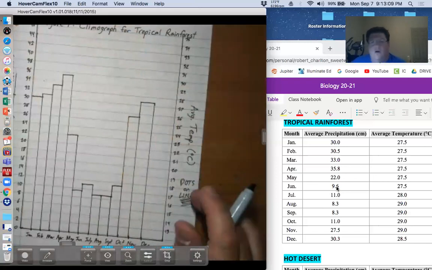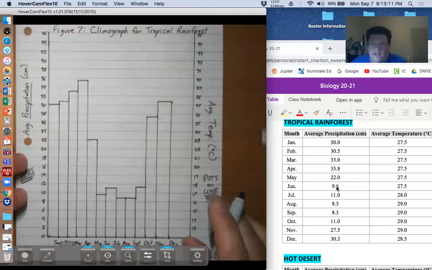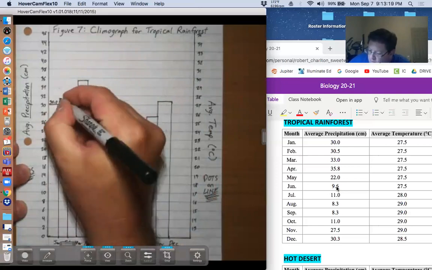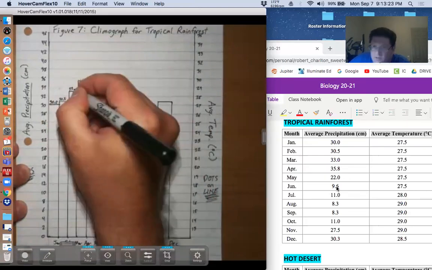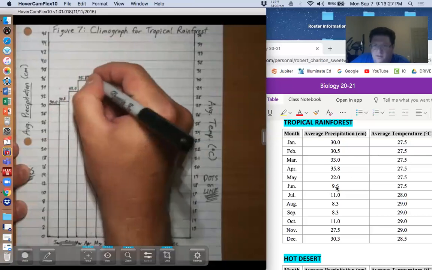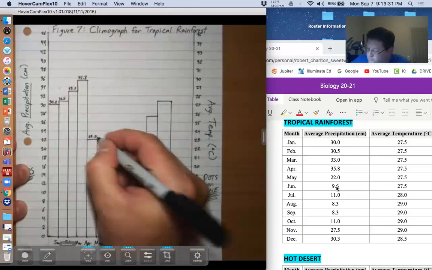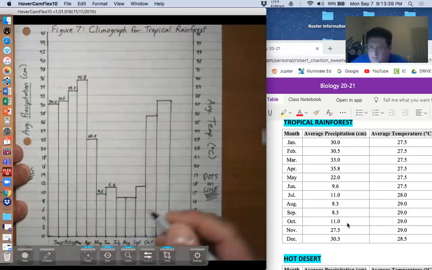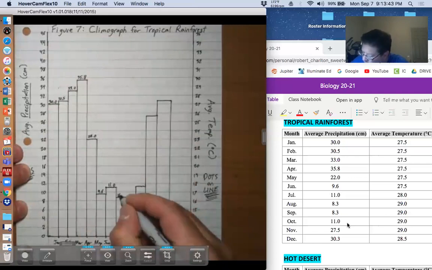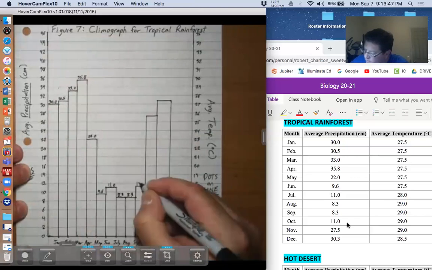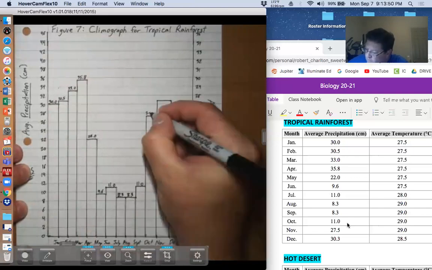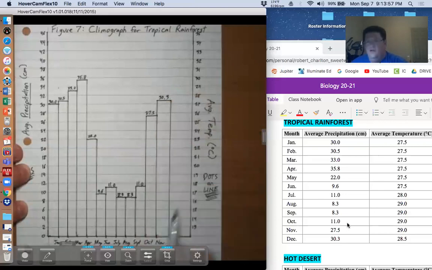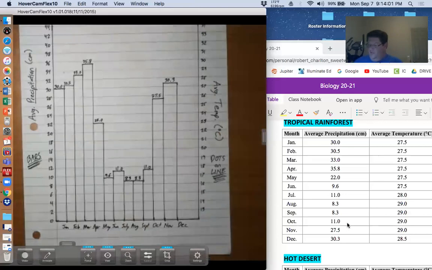All right, so those are my precipitation numbers for the tropical rainforest. And again, we said it's always good practice to put in the numbers: 30.0, 30.5, 33.0, 35.8, 22.0, 9.6, 11.0. I almost put the wrong number. 8.3, 8.3, 11.0, 27.5, and 30.3. Now, if I would have done a better job, this gap wouldn't exist right here, but I did not space out my months appropriately. Should have done a better job of equal spacing for the months.